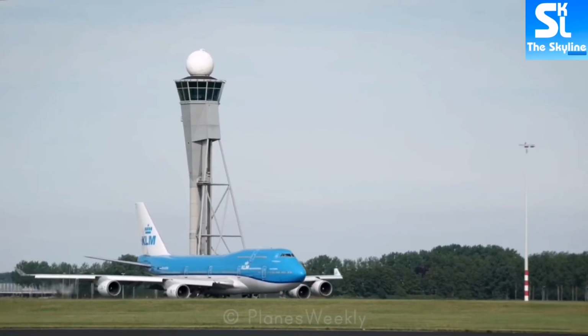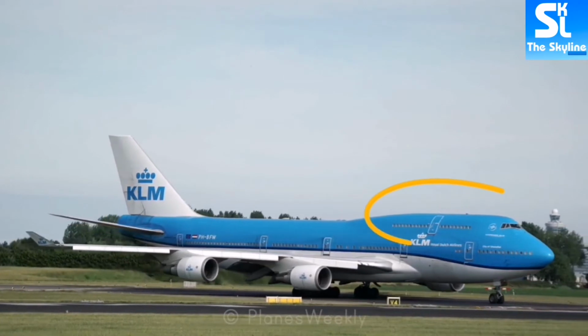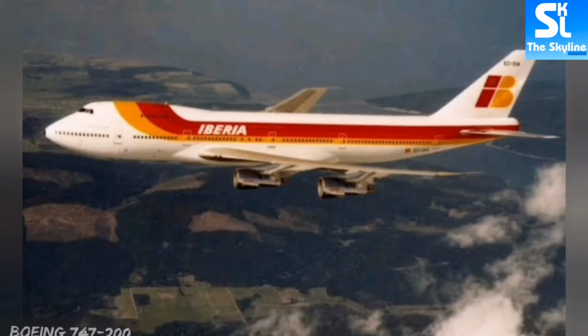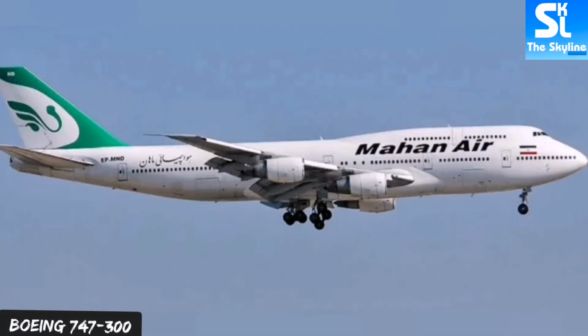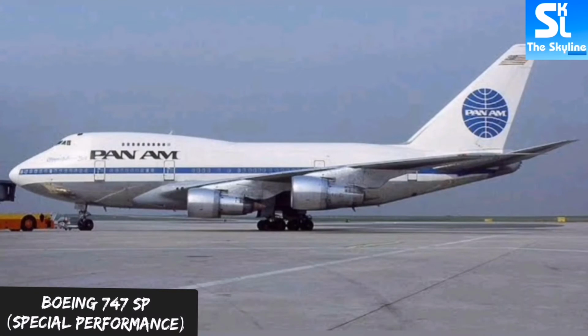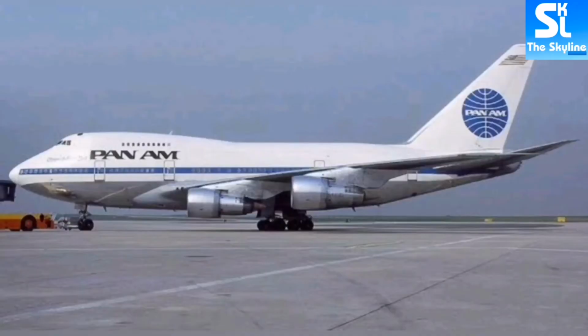The Boeing 747 is one of the easiest airplanes to recognize, mainly because of its hump. The Boeing 747 family is made up of the Dash 100, Dash 200, Dash 300, Dash 400, Dash 8, and the SP variant standing for Special Performance. Lengthwise, the Dash 8 is the longest variant, while the SP is the shortest variant of the Boeing 747.